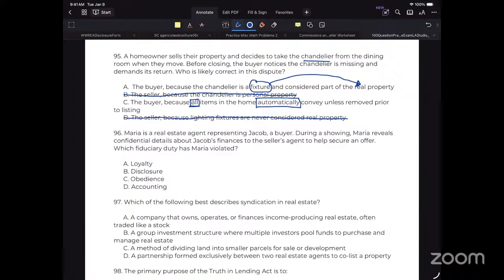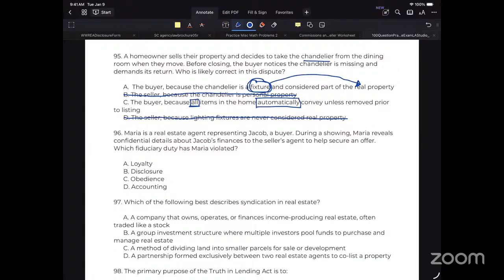Because remember, by definition, a fixture is a piece of permanent personal property that's been permanently attached to the real property. So when you buy real estate, you're getting everything that's permanently attached. So if the seller wants it, they need to make sure it's clear in the contract, right?